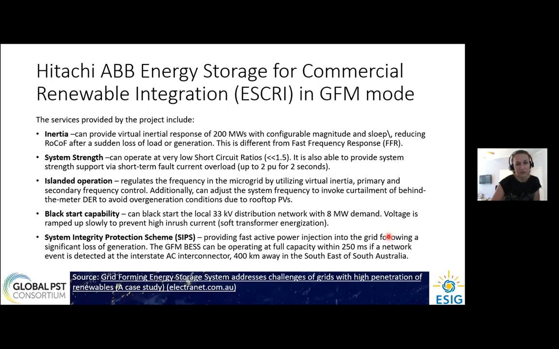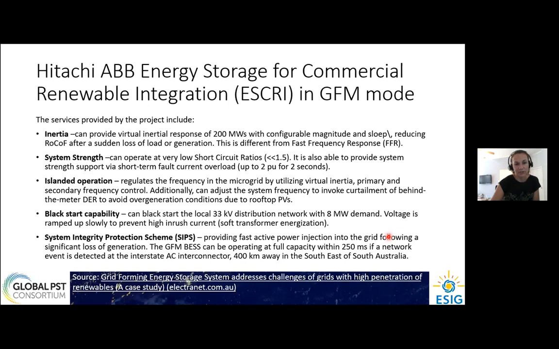It supports system strength in the area and can operate at very low short circuit ratio. It has a short-term fault current overload, up to 2 per unit for 2 seconds. As I said, it can support island operation.